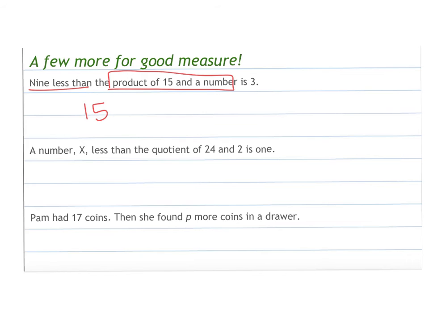So it doesn't tell me the variable, so I can pick anything, 15x. 9 less than, so we're subtracting 9, is 3. So it's going to be equal to 3.